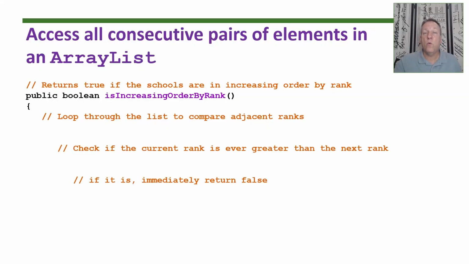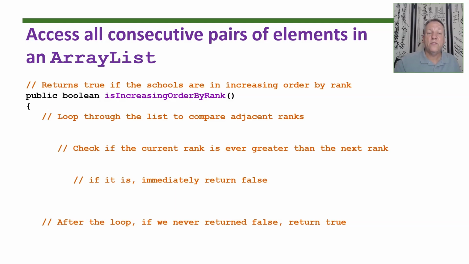This is one of those where we found a particular situation in our array list, and we don't have to look any further. All it takes is one pair of colleges to be out of order, and that means my colleges are not in increasing order by rank. However, if I go all the way through, looping through all the elements in my array list, and I never returned false, well, that must mean that they are in increasing order. So I'm going to return true.